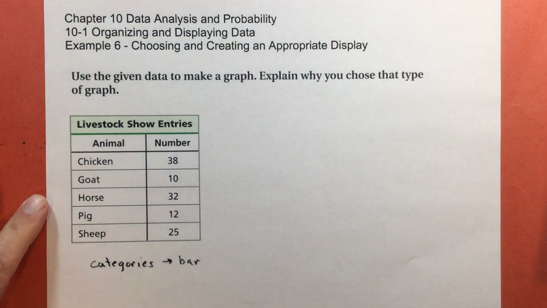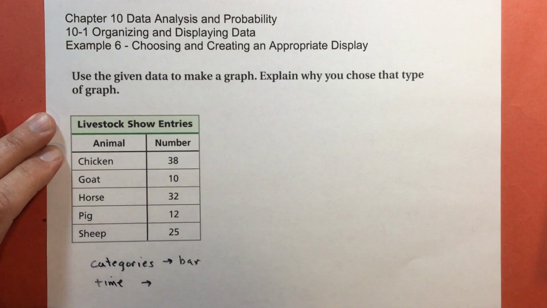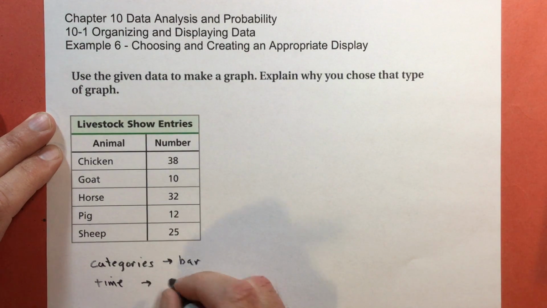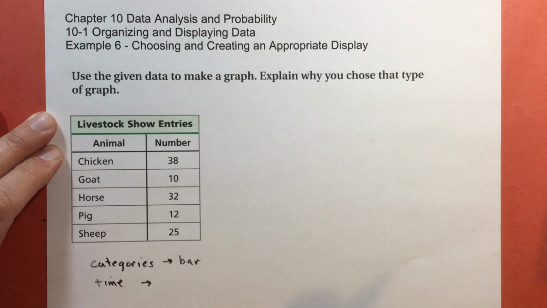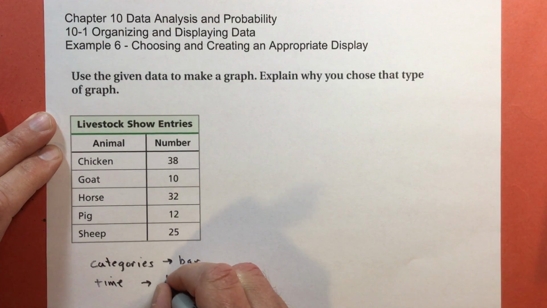Sometimes that category could also group things based on time. But generally speaking, if you have time in minutes, hours, days, weeks, months, years, whatever, we want to see progress over time. We want to see if it changes from minute to minute or from month to month. Then we're going to use a line graph.